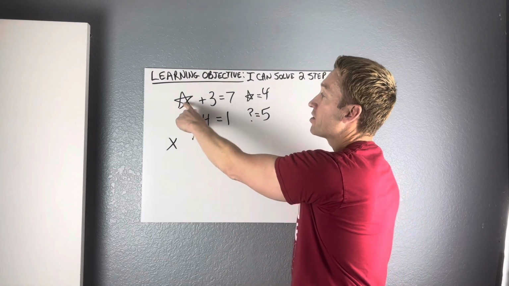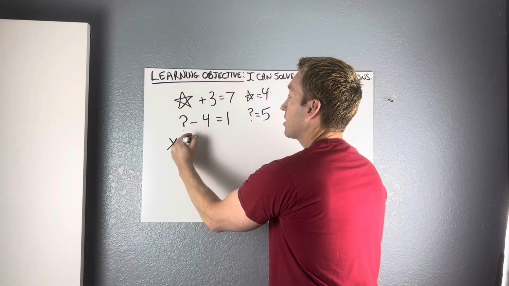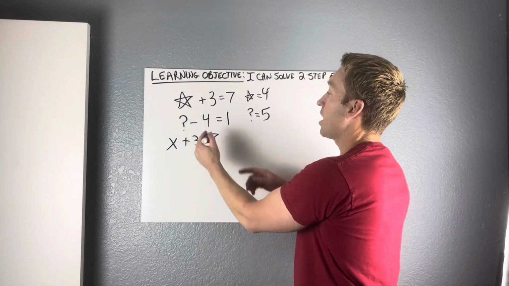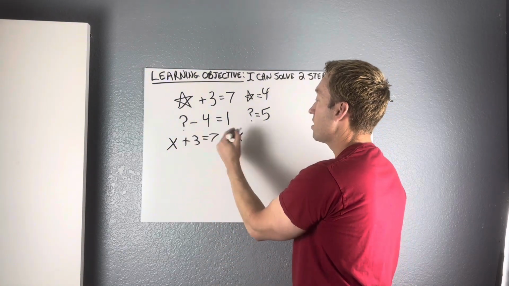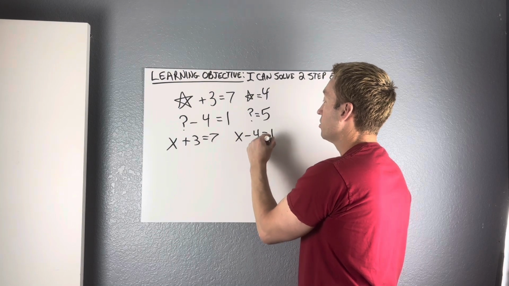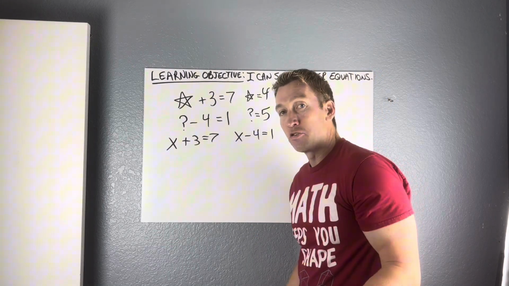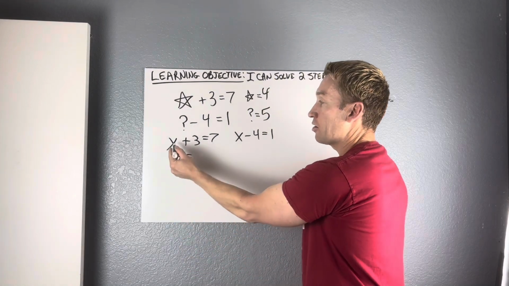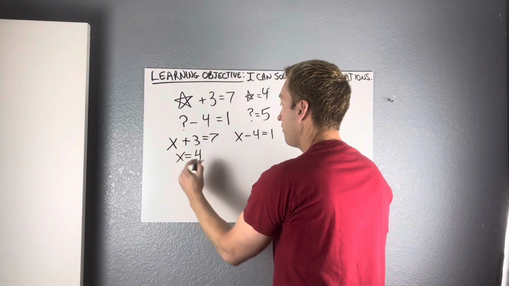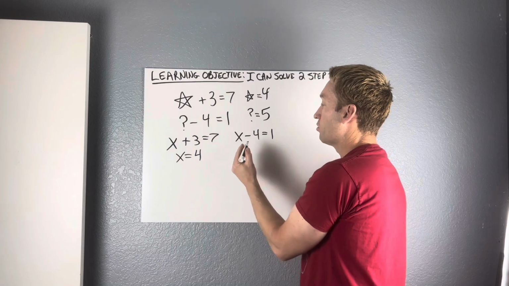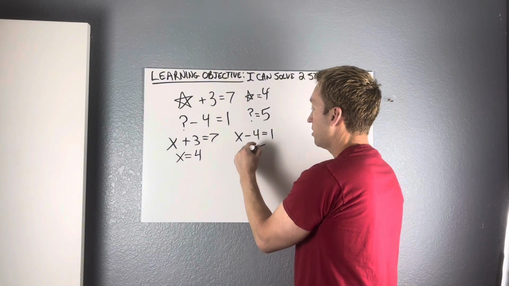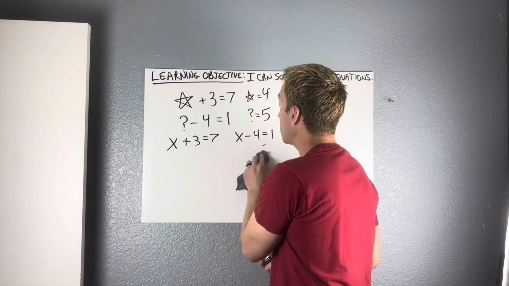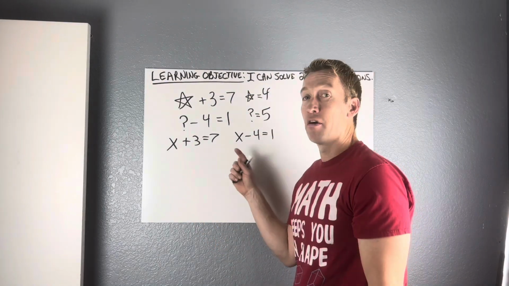But instead of a star plus 3, you have x plus 3, and that equals 7, right? And then you have another type of equation. Again, you have x minus 4 equals 1. Okay, you still have the same answer, but now you're solving for x. What does x equal? What plus 3 equals 7? 4. Or what minus 4 equals 1? x equals 5. All right, it's important to do the right steps in order to solve these equations.